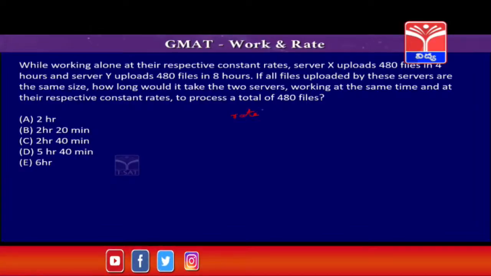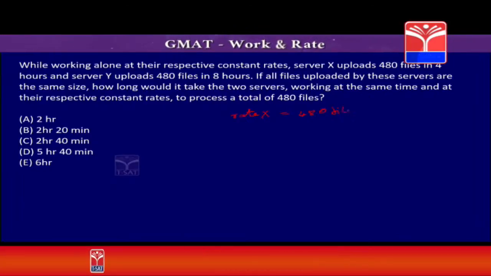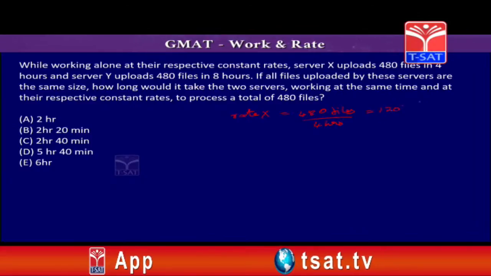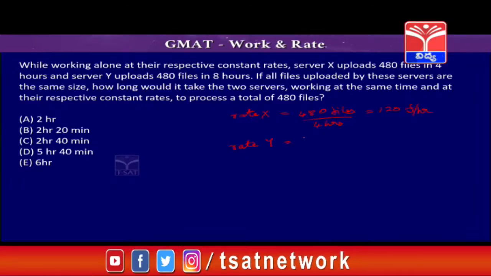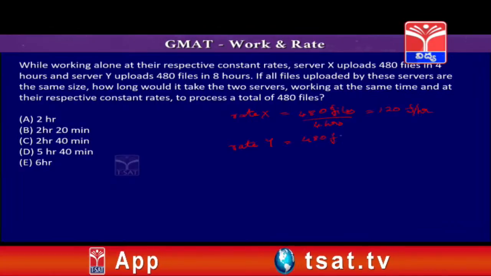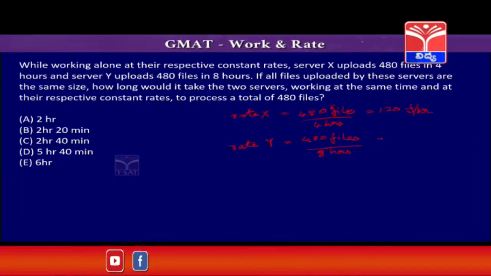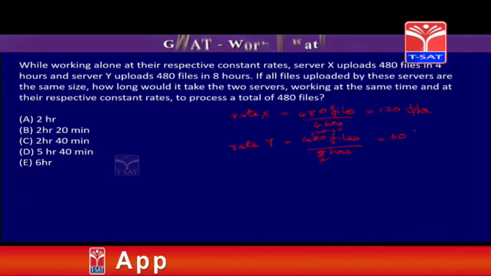So let's see the rate of X. It uploads 480 files in 4 hours, that is equal to 120 files per hour. And the rate of Y is 480 files divided by 8 hours, that is 60 files per hour.